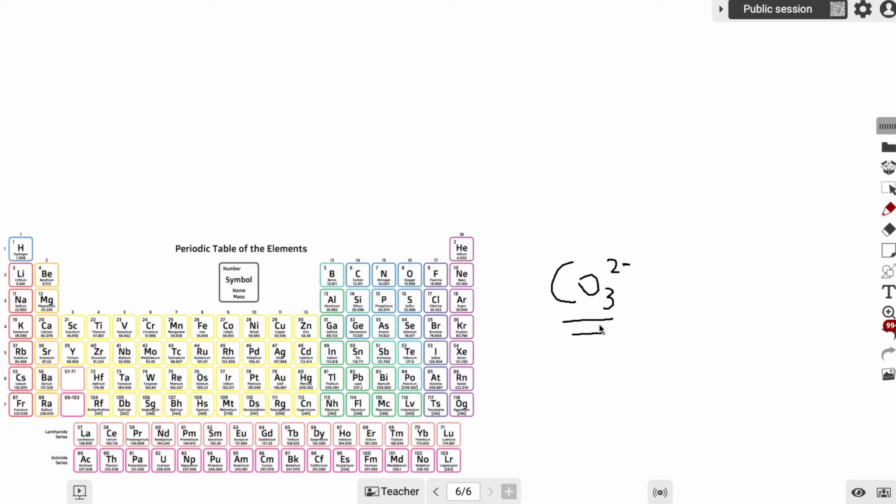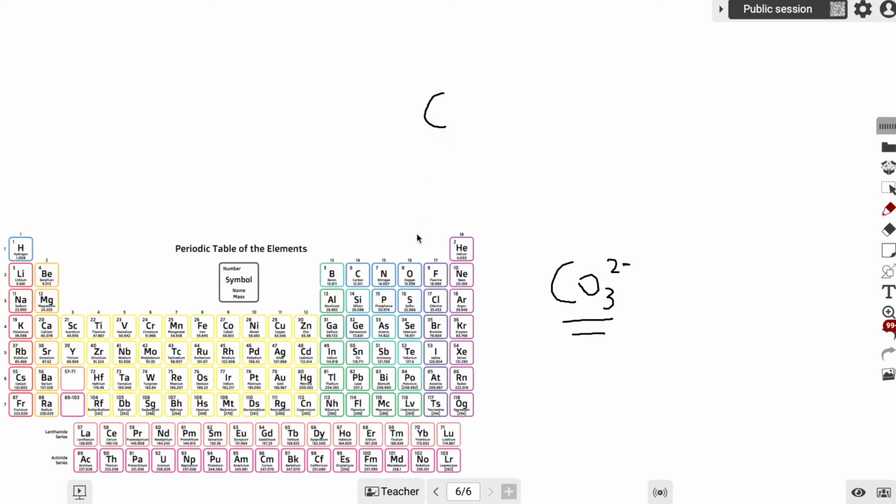So the first thing I want to ask you is, which atom is going to be our central atom? If you want to pause this video and think about it, do so, but I'm going to say it right now. It's going to be carbon. Carbon is going to be our central atom. Draw it in the center there.